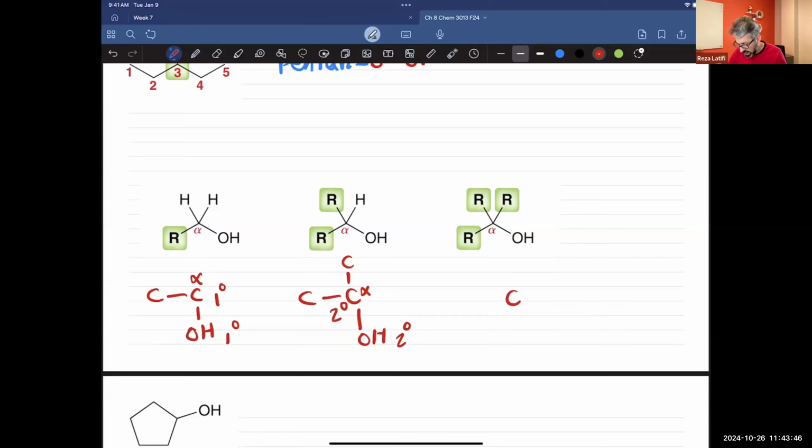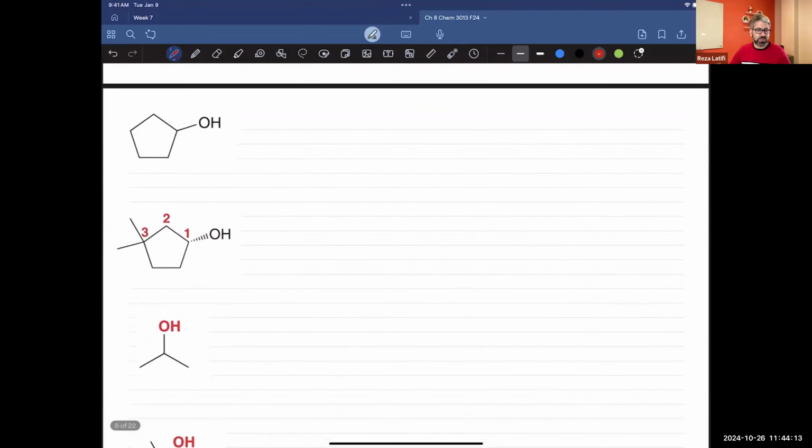And another one: we have a carbon attached to 3 carbons, and then there is an OH there. So the carbon will be a tertiary carbon, and the alcohol will also be a tertiary alcohol. You can use those to name the alcohol. And some alcohols actually do have a common name, based on whether it is tertiary, isopropyl, or whatever. Okay, and let's practice some of them.